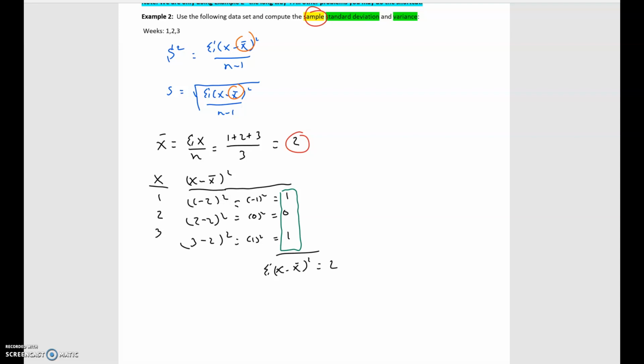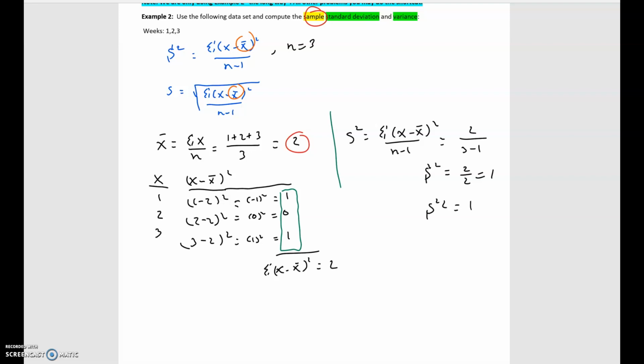And then s squared is equal to the sum of x minus x bar squared divided by n minus 1. In this case, this is 2 divided by n minus 1, where n is how many values you have. So n is equal to 3, and this is 3 minus 1. The variance is equal to 2 divided by 2, which is 1. So s squared is equal to 1.